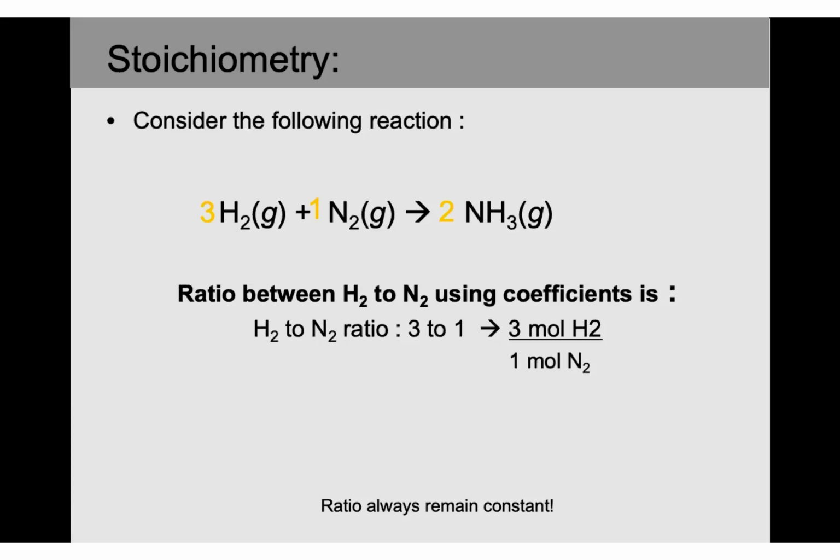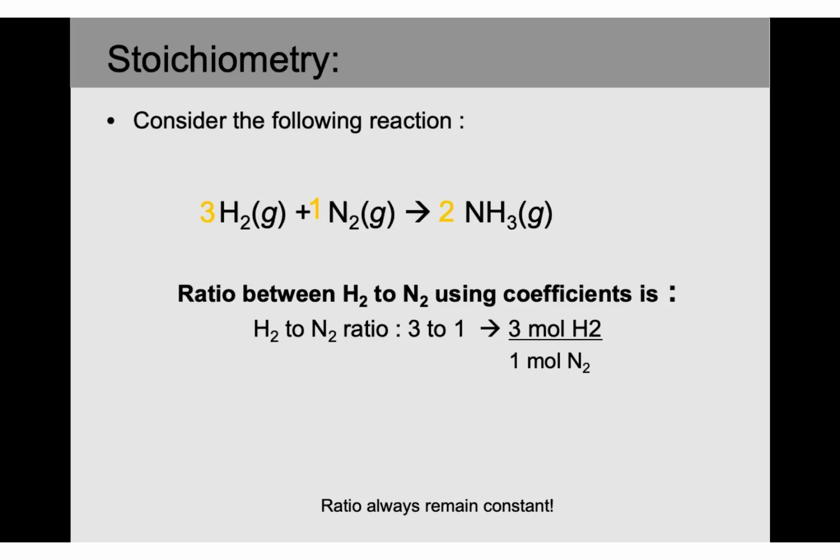When we want to use these ratios as a conversion factor in the unit conversion method, we need to use them as moles. So we put the unit of mole next to them. What does it mean? It means that I have 3 times the moles of H2 compared to 1 mole of N2, right? That's what it says. It just shows the ratio.